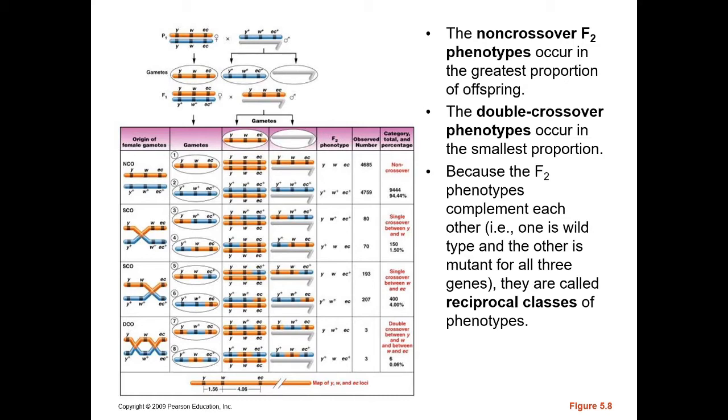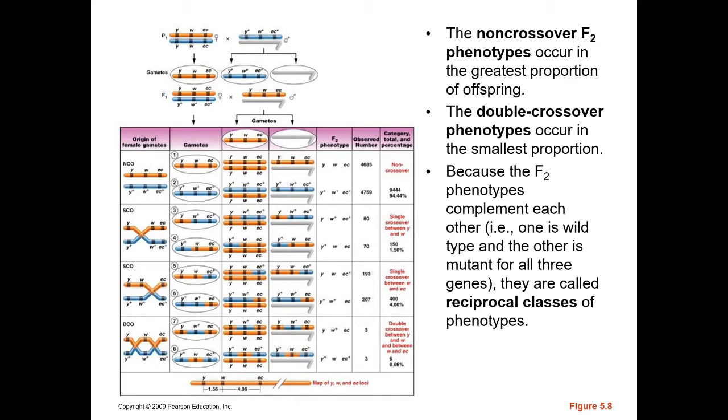So, the non-crossover F2 phenotypes occur in the greatest proportion of offspring. Double crossover phenotypes occur in the smallest proportion. Because the F2 phenotypes complement each other, one is wild type and one is mutant for all three genes, they are called reciprocal classes. Meaning that if you look at the F2 phenotypes, you can see 3 alleles, they will be complement to each other.